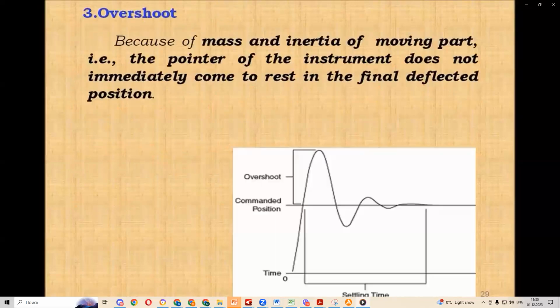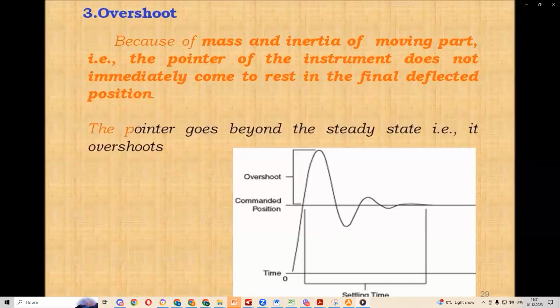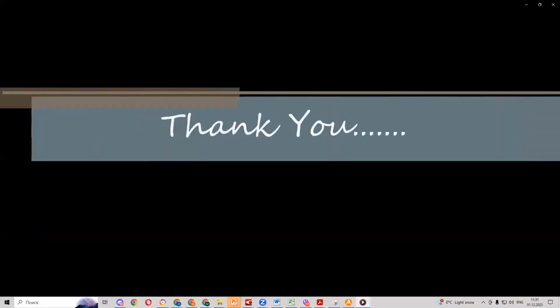Third dynamic characteristic is overshoot. Because of mass and inertia of the moving part, the pointer of the instrument does not immediately come to rest in the final deflected position. The pointer goes beyond the steady state. That is, it overshoots.